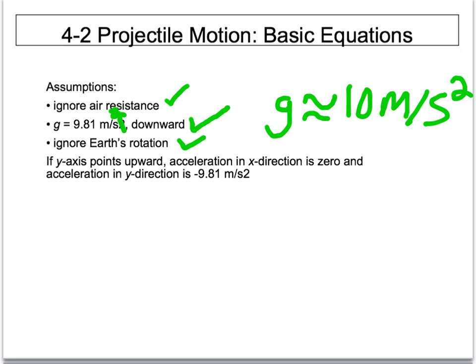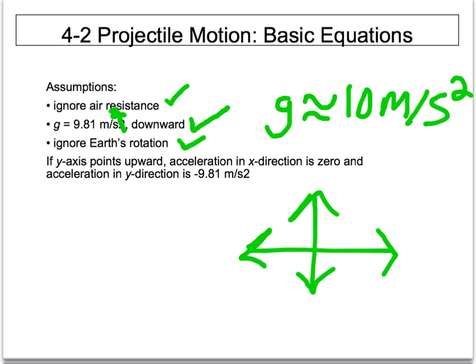Next up, if the y-axis points upward, acceleration in the x direction is 0, and acceleration in the y direction is negative 9.81 meters per second squared. So if we declare a coordinate system, sorry, I've been calling those reference frames. I should keep doing that. If we declare a coordinate system, and we call positive y up, then acceleration due to gravity must be negative 9.81 meters per second squared.